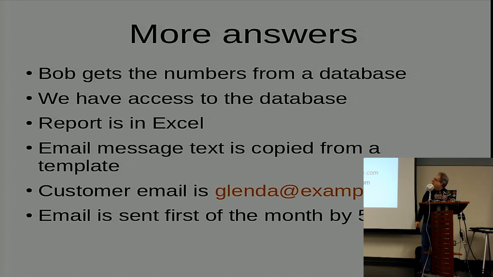All right. So, more answers in our contrived example. Bob gets the numbers from a database. Well, funny that. I can get numbers from a database probably as well as Bob can. Maybe Bob doesn't need to go and get those numbers from the database. We have access to the database. Huzzah! We don't necessarily need to go through Bob.